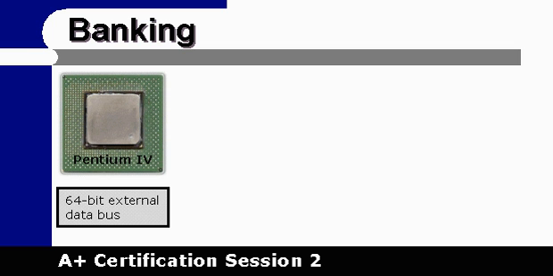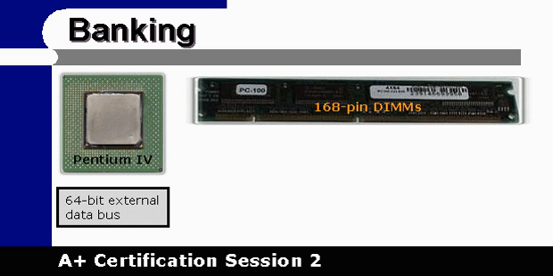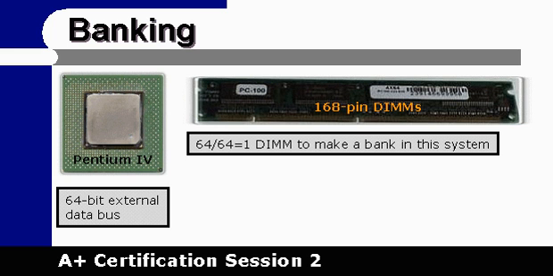You ready? So let's say I've got a Pentium 4 system. The Pentium 4 system has an external data bus of 64 bits. And I'm using 168-pin DIMMs in this system. How many DIMMs will I need to make a bank? Well, the size of the external data bus is 64 bits. The width of a DIMM is 64. So I only need 1 DIMM to make a bank on that particular system.